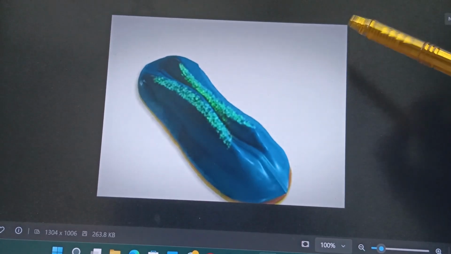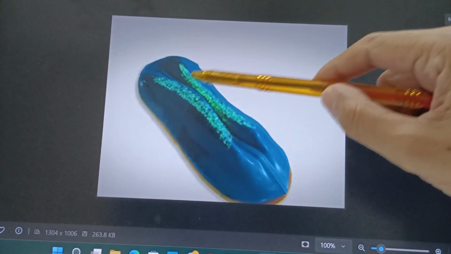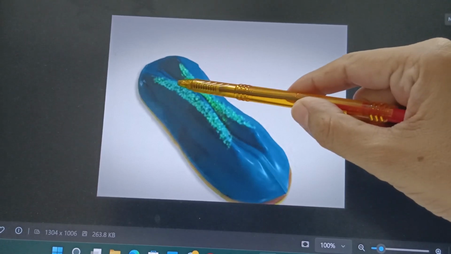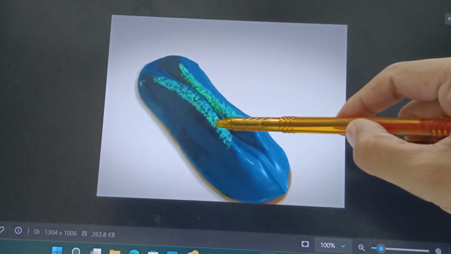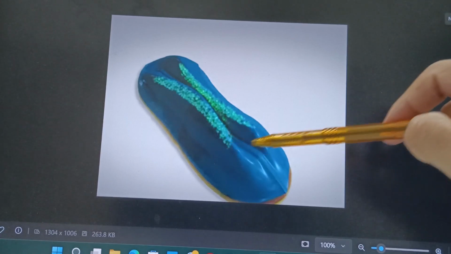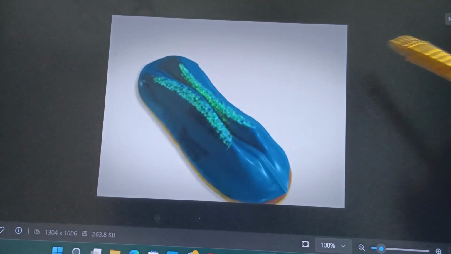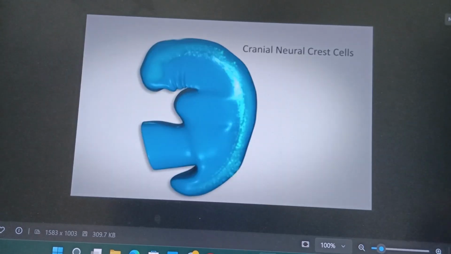Now see, this is a tubular-shaped embryo, and over the neural fold you can see the glistening, starry appearance of the neural crest cells. They are present on both edges of the neural fold of the neural tube. See what they're going to do.